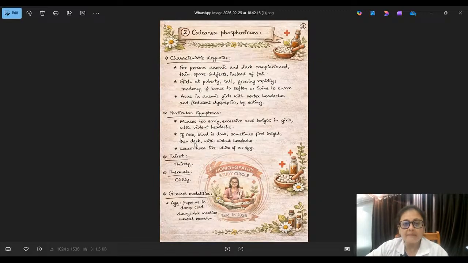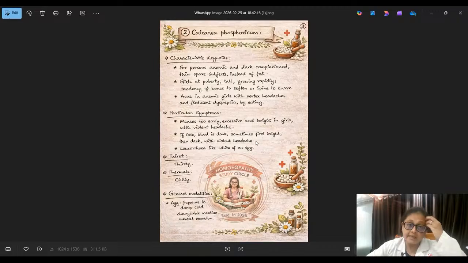See, that is what I am telling you. These are not out of imagination. These are clinically verified symptoms. These are seen in patients. So many patients, that is why these are written. If the menses is late, blood is dark. Sometimes first bright, then dark, with violent headache.